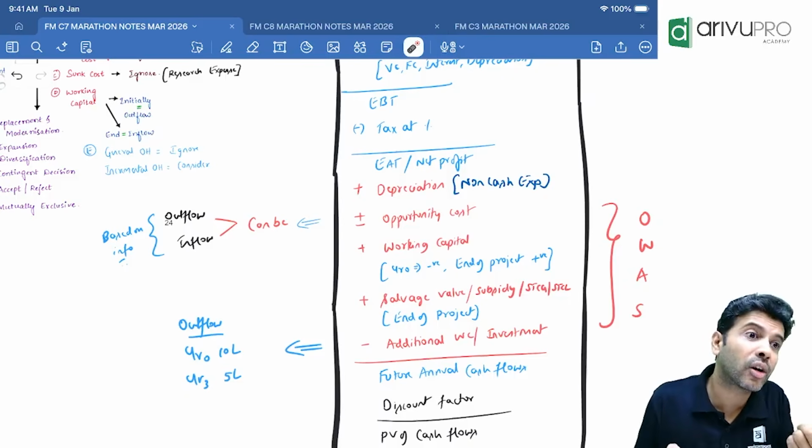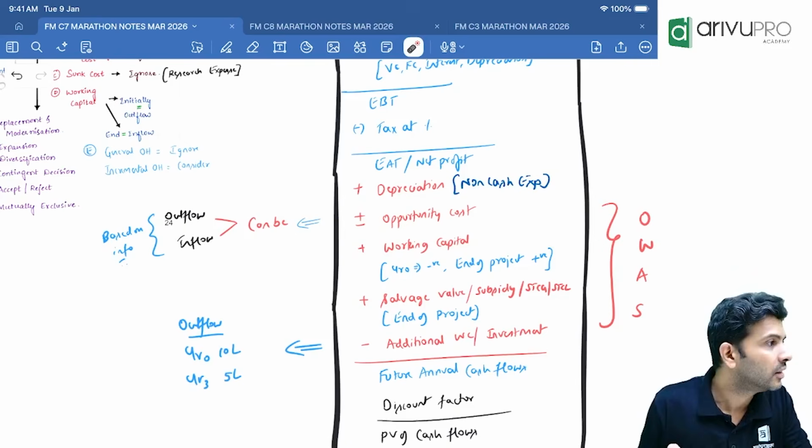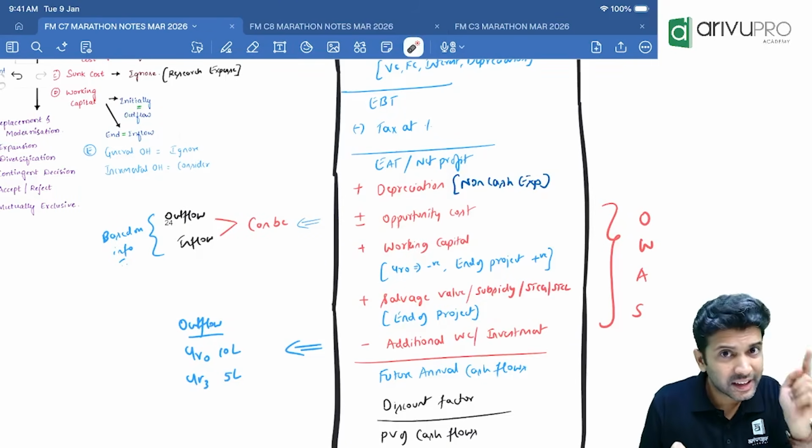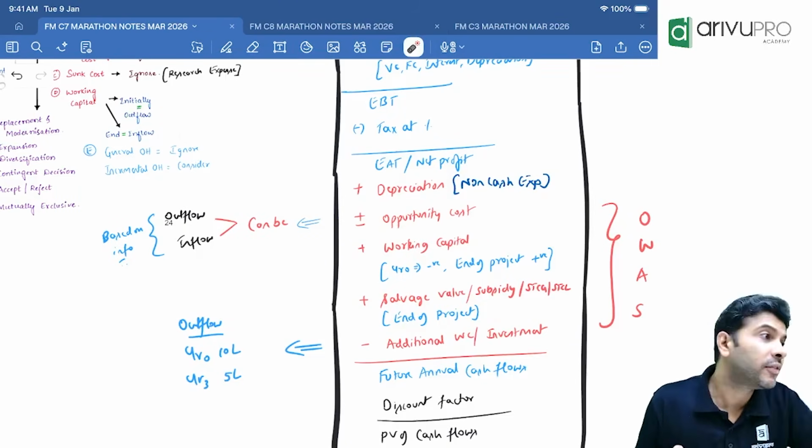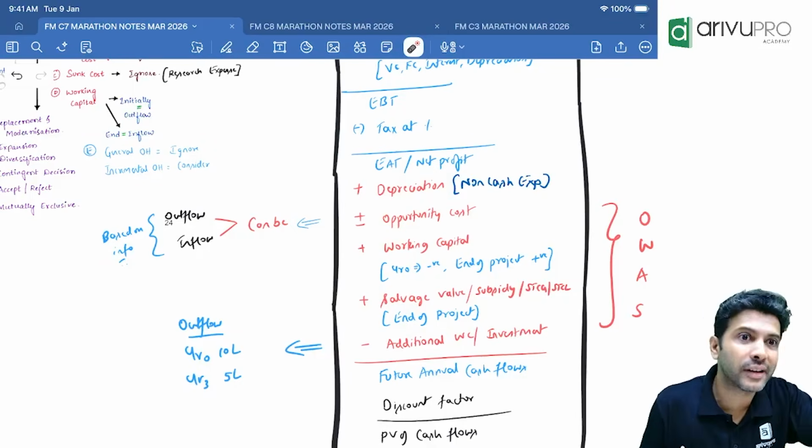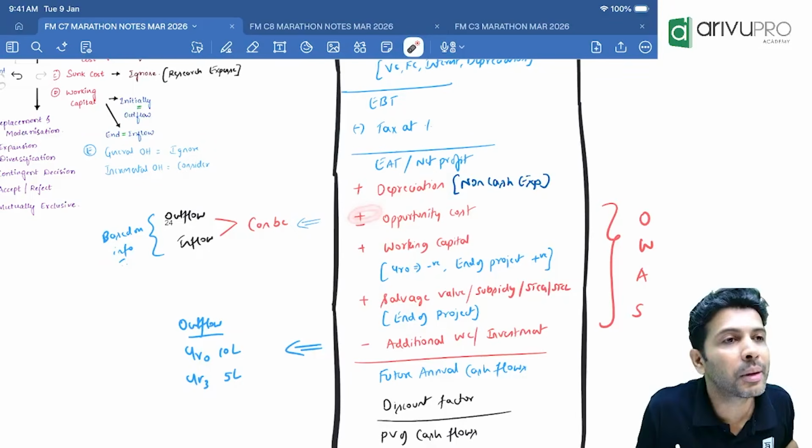If I avoided a cost, what does it mean? Positive or negative? Cost is an outflow that I am incurring or I am avoiding. If I avoided a cost, it means it becomes a benefit. Then opportunity cost will become a positive.